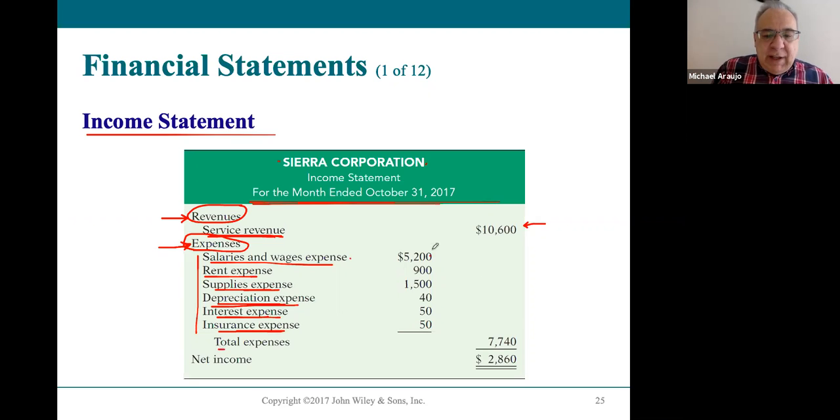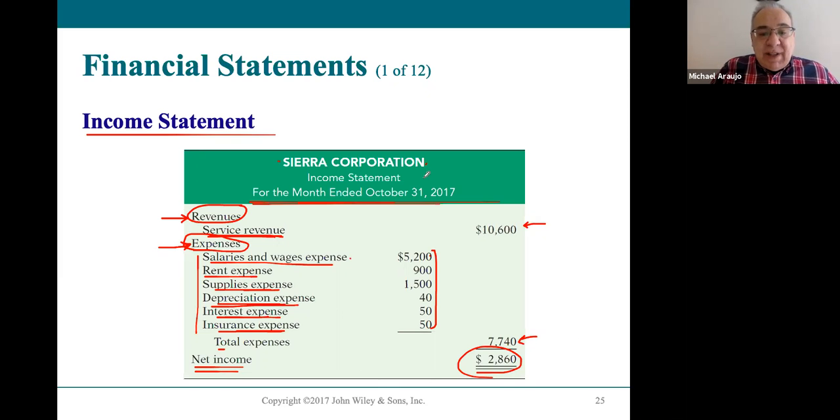So all of these expenses are individually listed and the total is here. Now this is good news for Sierra Corporation because they had $10,600 of revenue, but they only needed $7,740 of expenses to run that business that month. So that means that the month of October was profitable for them. They had a $2,860 profit in the month of October.